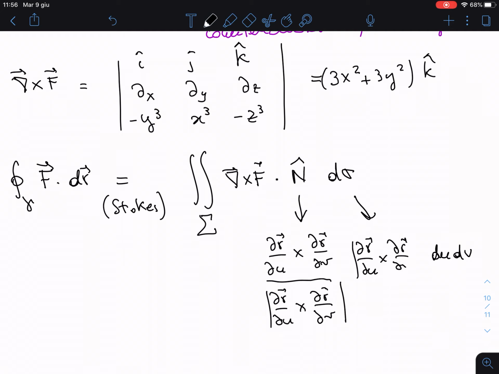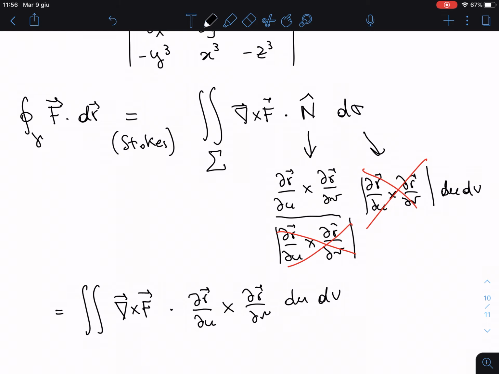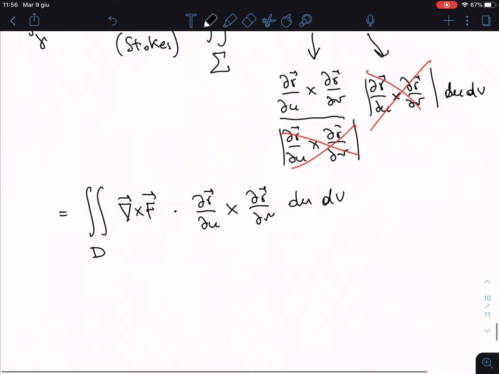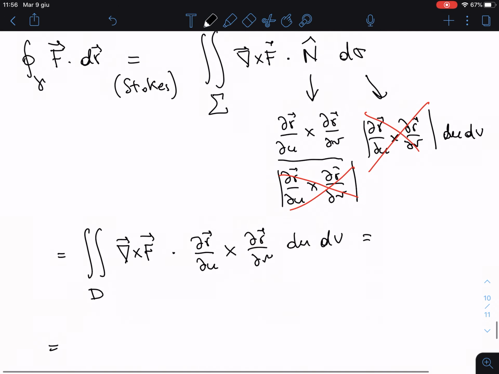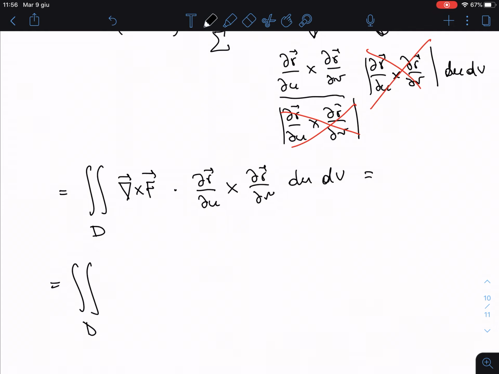So these two cancel. And so the expression you have to remember is the following: the double integral on sigma of curl of f dot dr du cross dr dv du dv. And to be rigorous, this is not an integral on sigma, which is the real surface, but on the domain of the parameters, which is D. And now just to replace what you found here, the double integral in D of 3u squared plus 3v squared k dot, it was i plus k, du dv.